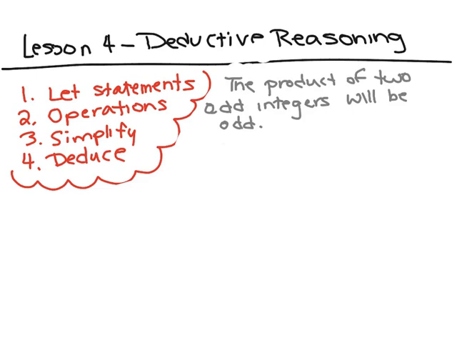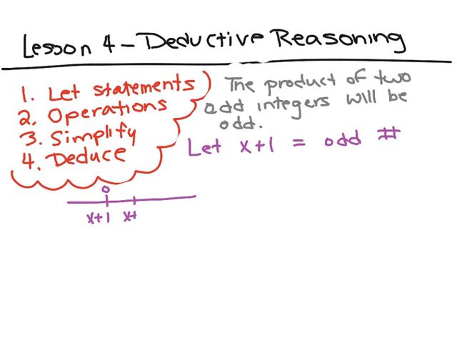So the product of two odd integers will be odd. So let's let x plus 1 equal our odd number. If we were looking at a number line, if this one is odd, then the next number would be x plus 2, which is even, and then the next number, which is odd, would be x plus 3. So x plus 3 is going to be our second odd number.